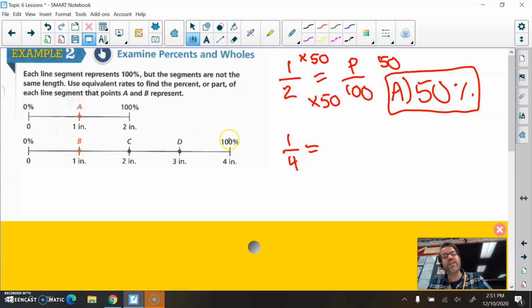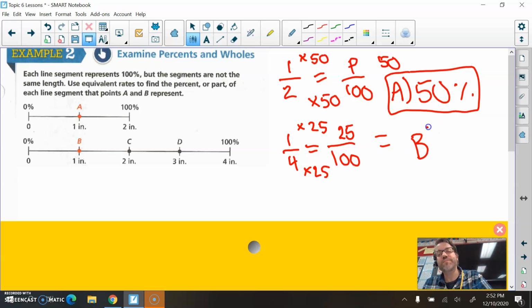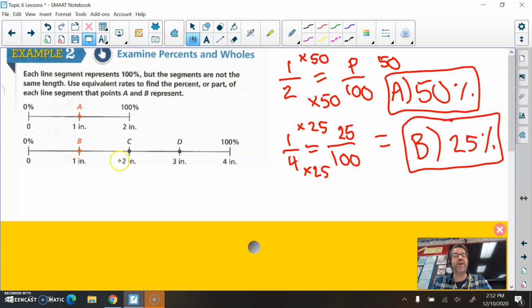And then I just have to figure out what would that equal out of 100, since that's what percent means. It means per 100. Well, again, how do you get from 4 to 100? Well, you can multiply by 25. Same thing up here. Take 1 times 25, which I like multiplying by 1. I get it right almost every time. 1 times 25 is 25 out of 100. So that means point B represents 25% of that number line. Okay, that would be 25% to this 100% here.